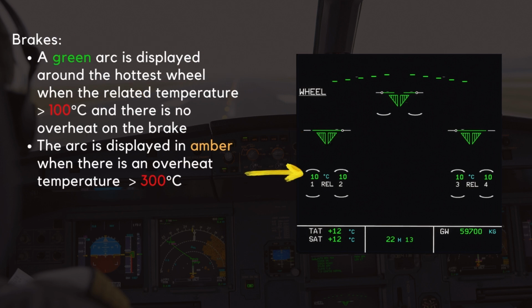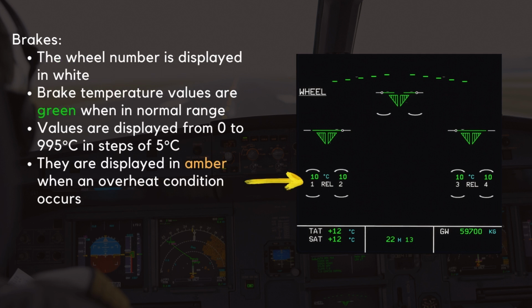A green arc is displayed around the hottest wheel when the related temperature is greater than 100 degrees, and there is no overheat on the brake. The arc is displayed in amber when there is an overheat temperature that is greater than 300 degrees. The wheel number is displayed in white. The brake temperature values are green when in their normal range. The values are displayed from 0 to 995 degrees in steps of 5 degrees. They are displayed in amber when an overheat condition occurs.